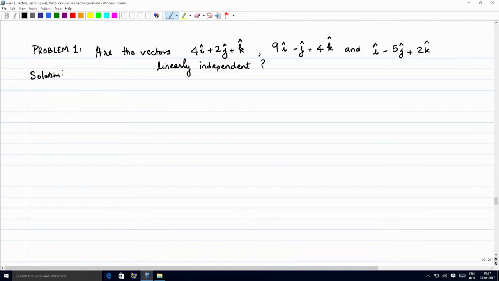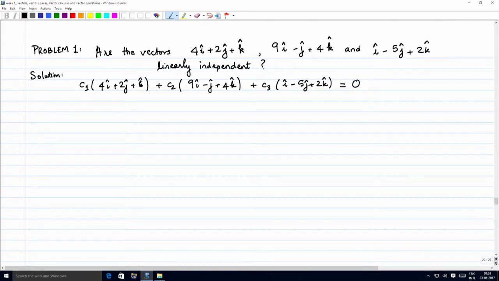So, what we will say is that we check what is the condition for linear independence. So, linear independence means suppose you have a constant C1 times 4i plus 2j plus k, plus C2, another constant, times 9i minus j plus 4k, plus C3 times i minus 5j plus 2k. So, if you had this condition, if this was equal to 0, and let me put a vector on 0.